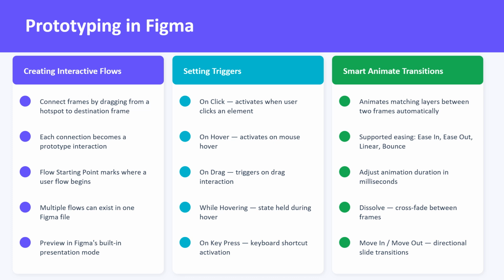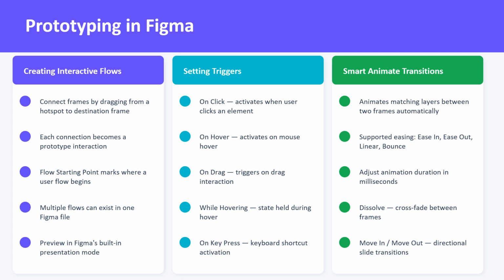Second, setting triggers. A trigger is what activates a transition. On click fires when the user taps or clicks an element. On hover activates when the mouse moves over it. On drag fires on a swipe or drag gesture. While hovering holds a state during mouse hover. And on key press activates with a keyboard shortcut.